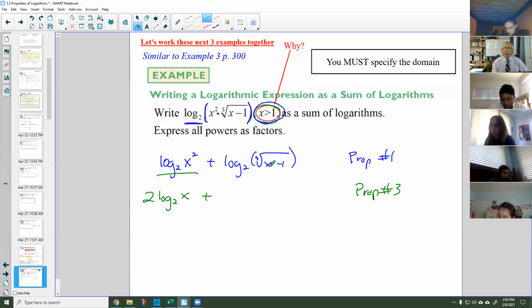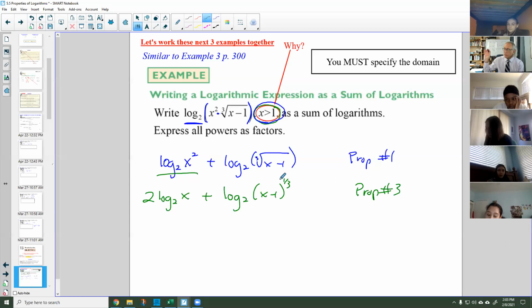Plus, now I have a radical sign here, but I'm going to change that. I'm going to change it to log base 2 of x minus 1 to the 1/3 power. I'm changing my radical sign into a fractional exponent. Is everybody okay with what I just did there? Is there a question about it?